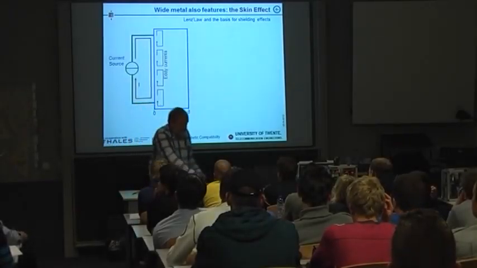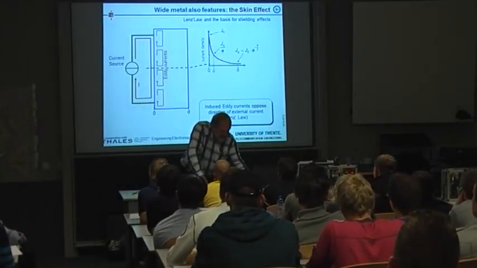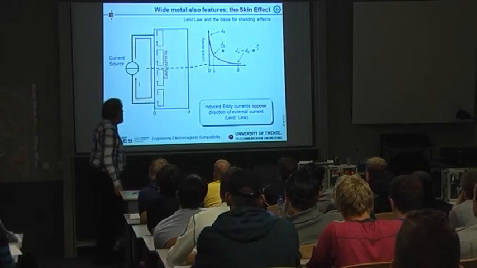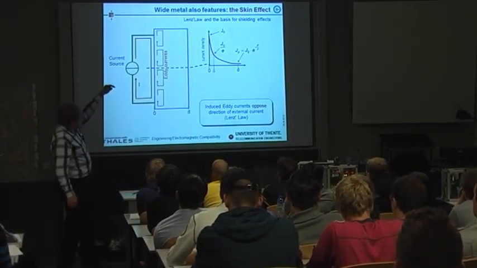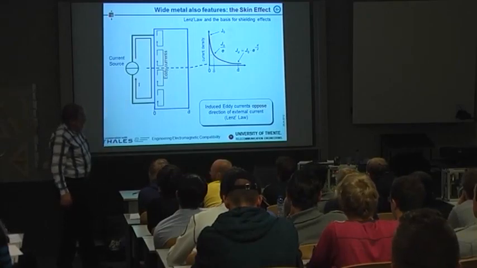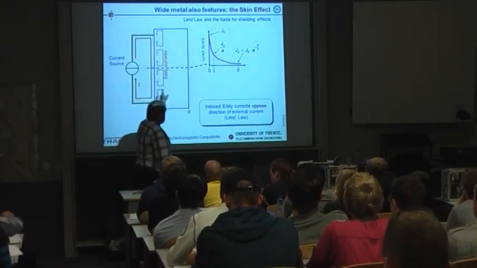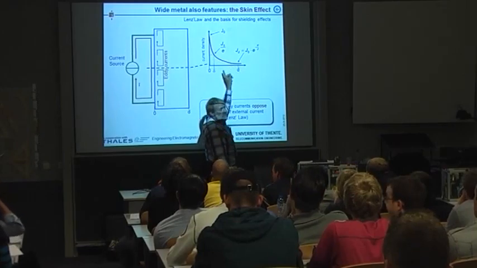Push it to the surface. This is what it looks like. So the current will be mostly on the surface of the metal, and deeper down into the metal, it will be less and less. And this effect is actually used for shielding.